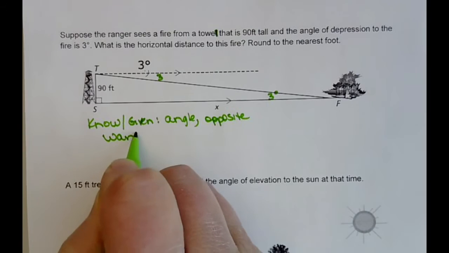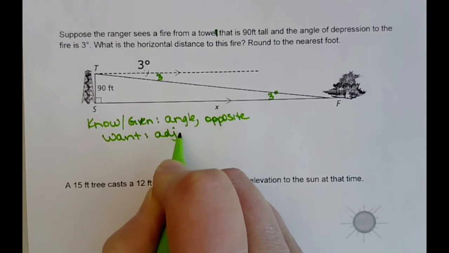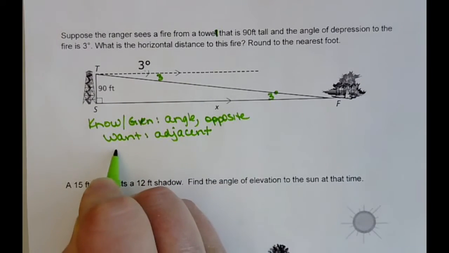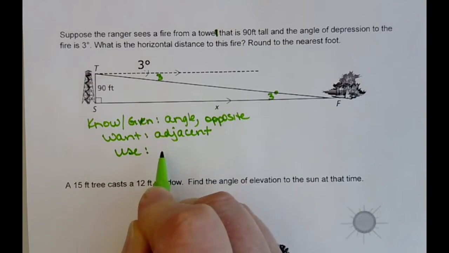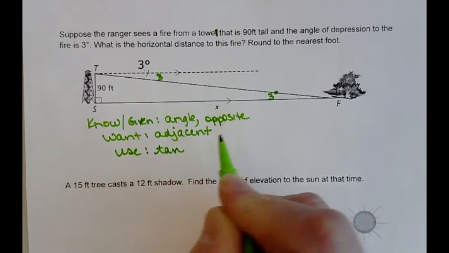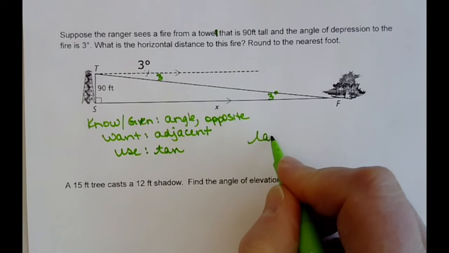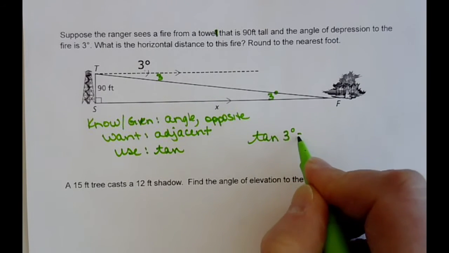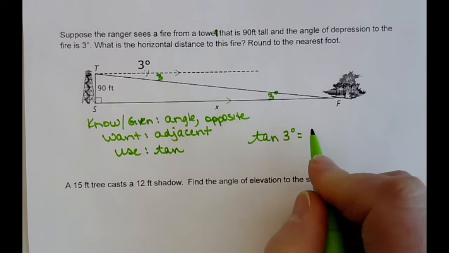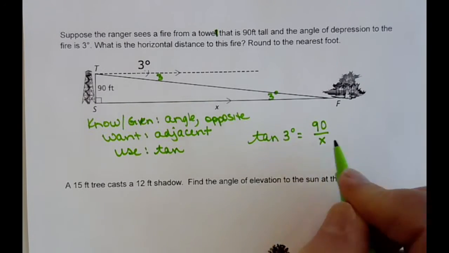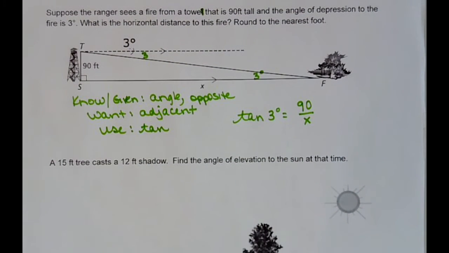We want the adjacent side, so we're going to use opposite and adjacent, which is tangent. So I'm going to say the tangent of 3 degrees, remember it's always tangent of an angle, is 90 over x. Now remember this one algebraically, because we're going to be solving for x.